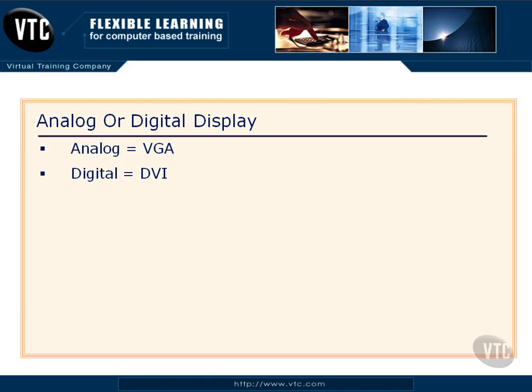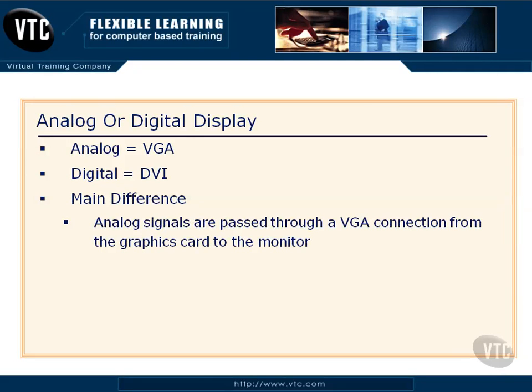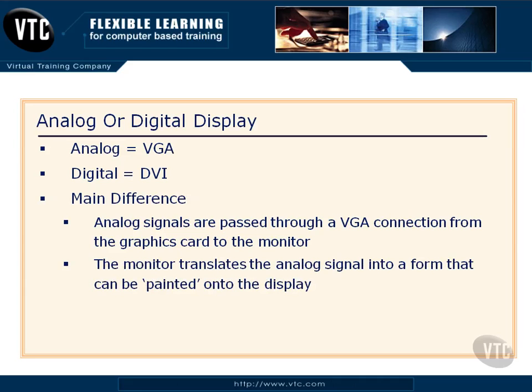If you're using a DVI connector, then you're using a digital signal. So just make sure of that, which is probably as much as you'll need to know. A lot of times VGA is analog, DVI is digital. Now what's the big difference between these? The big difference is that analog signals are passed through a VGA cable from the graphics card to the monitor, and once they get to the monitor, it has to translate that signal into a form that can then be painted onto the display.